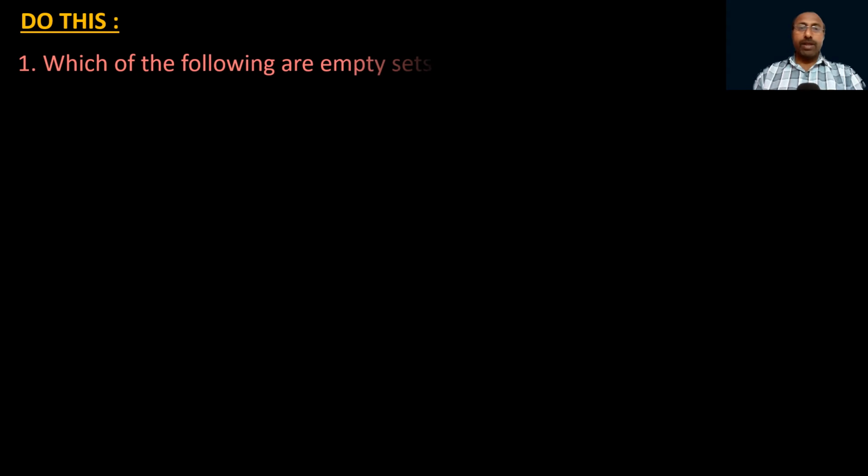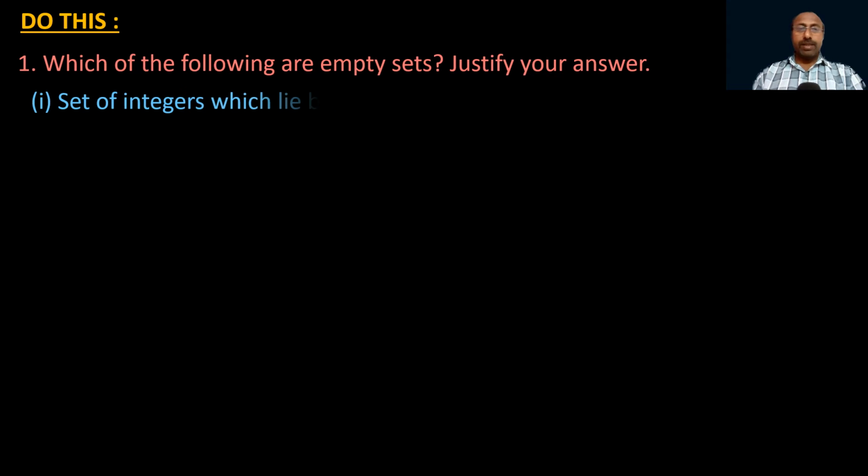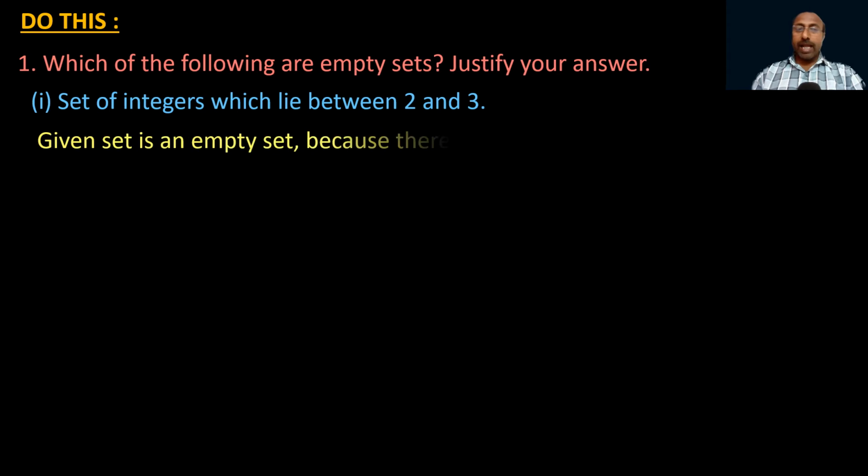First one. Which of the following are empty sets? Justify your answer. The set of integers which lie between 2 and 3. So is it an empty set or a non-empty set? That we have to write, and we have to justify our answer also. So there is no integer that exists between 2 and 3, isn't it? The integer after 2 is 3 and the integer before 3 is 2. That is, there is no integer that lies between 2 and 3. So the given set is an empty set because there is no integer existing between 2 and 3.